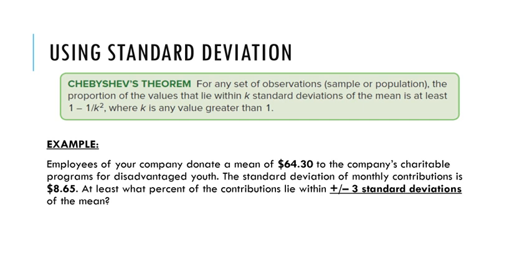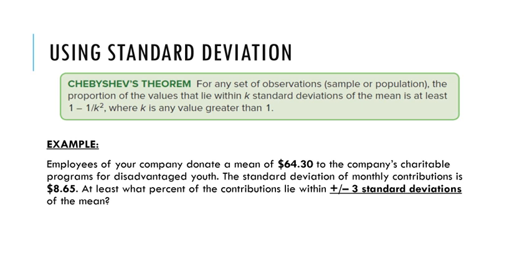$64.30 to the company's charitable programs for disadvantaged youth. And the standard deviation of monthly contributions is $8.65. So we have a mean contribution of $64.30, and we've calculated from our data on all the employees' contributions the standard deviation, and we found that it's $8.65.